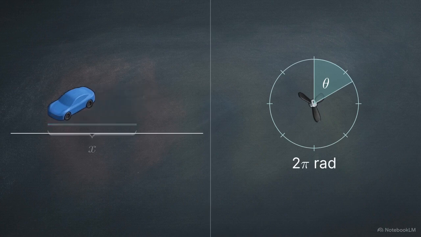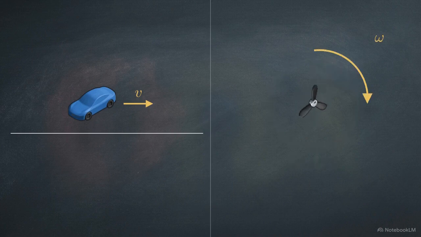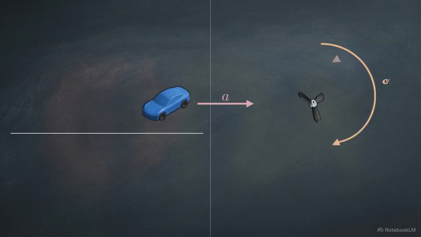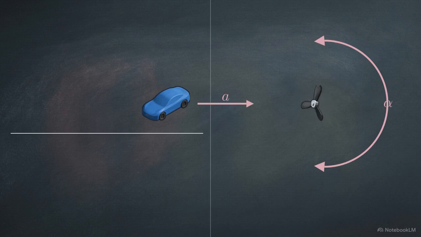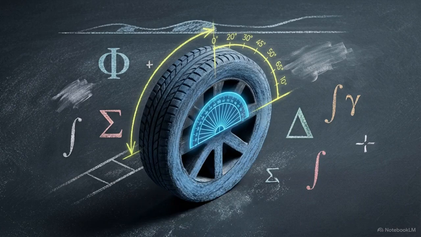Back on the track, the rate at which the car covers those straight meters is its velocity. The fan has a direct equivalent. Angular velocity, represented by omega, is simply the rate at which the spinning object eats through those angles. If you hit the gas on the car to speed up, that's linear acceleration. Dialing the fan up to a higher setting is angular acceleration, labeled alpha. The physical nature of the movement is identical. We have simply swapped measuring distance along a straight line for measuring degrees of rotation around a center point.